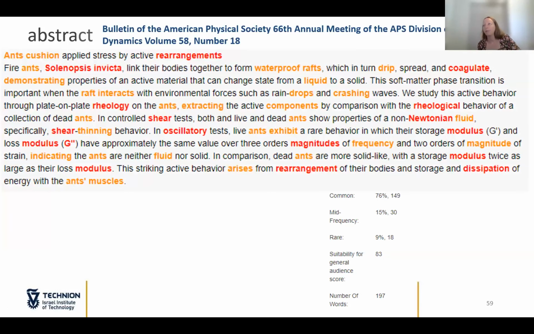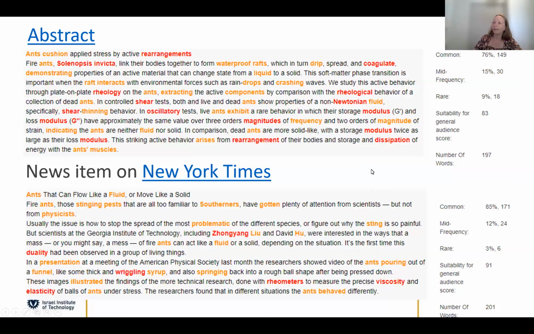So if this is an abstract from the Bulletin of the American Physical Society, for example, you can see that there's 9% rare words. So these are words that people are advised to look at and maybe change some of them. And if you look at a news item about the same paper that was in the New York Times, you can see that this one had 9% rare words, this one had 3%. So of course, it's not a smart system. It's just a system that allows you to see what are the words that you should pay attention to.